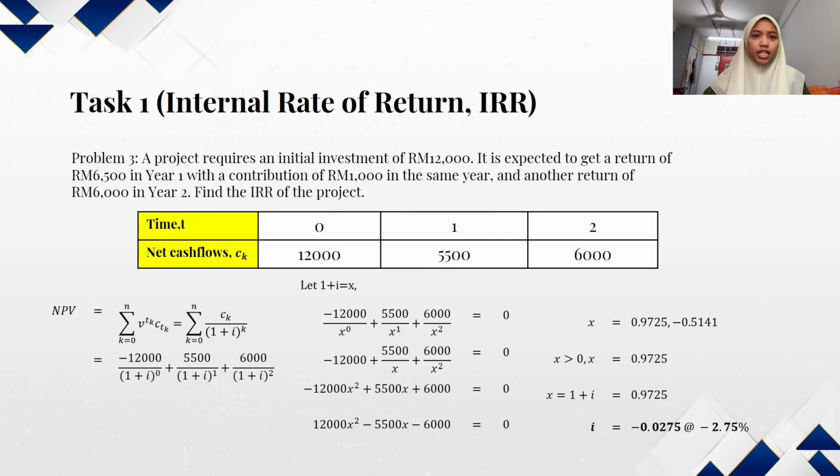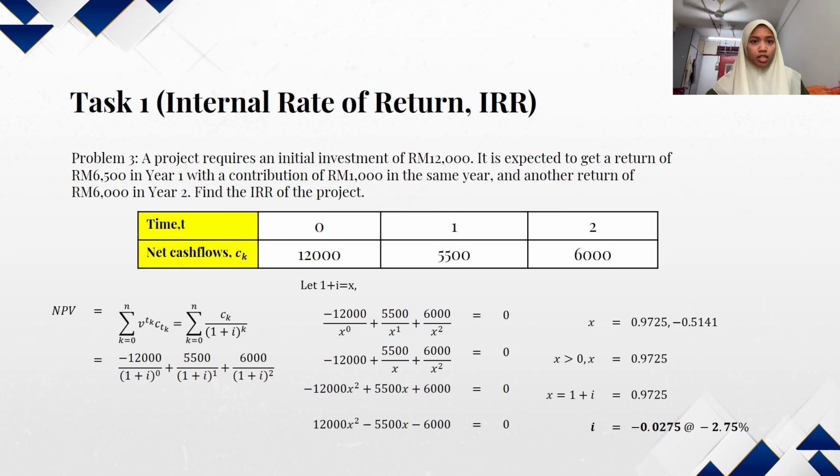A project requires an initial investment of 10,000 at time 0. In year 1, we expect returns of 6,500 in total, that includes 5,500 plus an additional 1,000. In year 2, we expect to receive 6,000. Again, we set up the IRR formula by equating NPV to 0. Solving this quadratic equation, we find the values of x, which are 0.9725 and negative 0.5141. We choose 0.9725 and then we minus 1 and get the answer negative 0.0275.